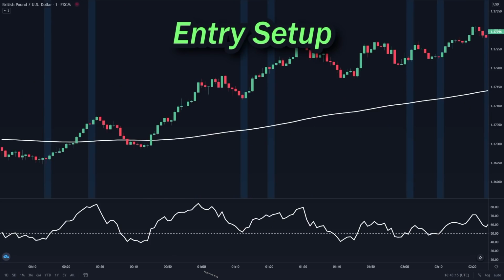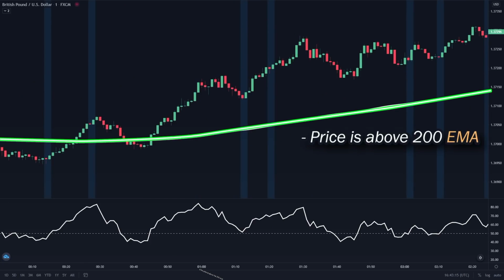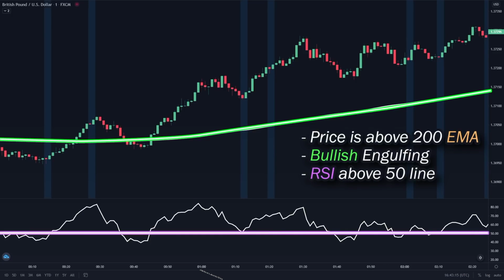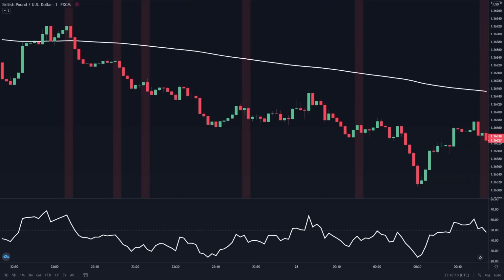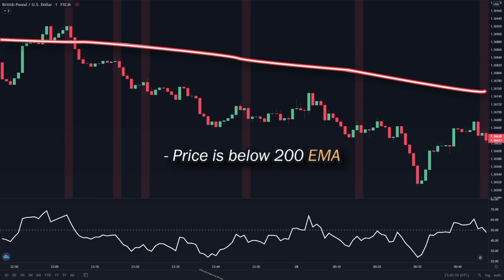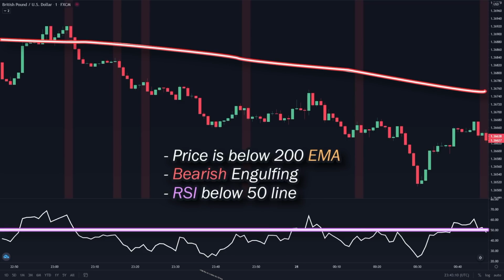For your entry setup, if the price is above the 200 EMA while a candle shows a bullish engulfing pattern, while the RSI is above the 50 line, you take a buy position. It's the same for short positions as well. If the price is below the 200 EMA, while the candle shows a bearish engulfing pattern, while the RSI is below the 50 line, you take a sell position.